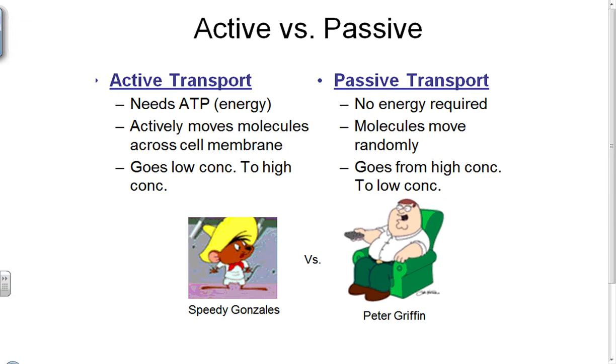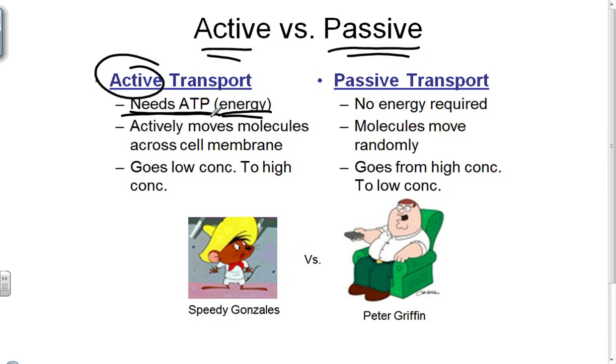Last part of this review with cells has to do with transportation. If you notice on the bottom of your guided notes, there's a little grid to fill out. This is the grid that you need to copy. It's the key differences, compare and contrast between active and passive transport. Active, you see the word active means energy, really. It needs energy, and when we talk about cells and energy, we're talking about ATP. So when we say active transport, we're saying ATP.